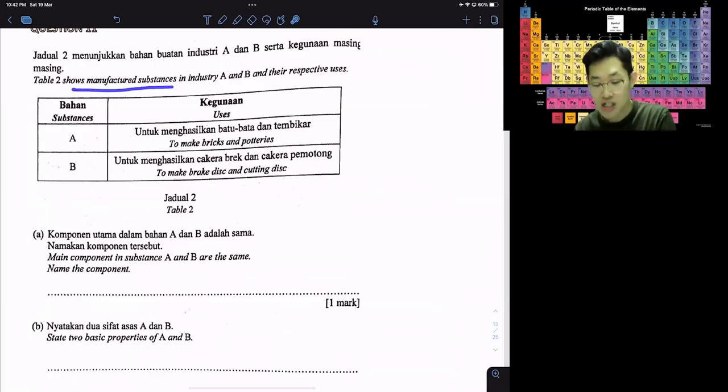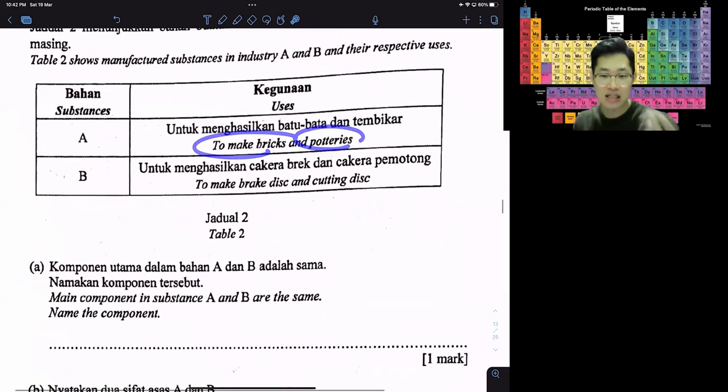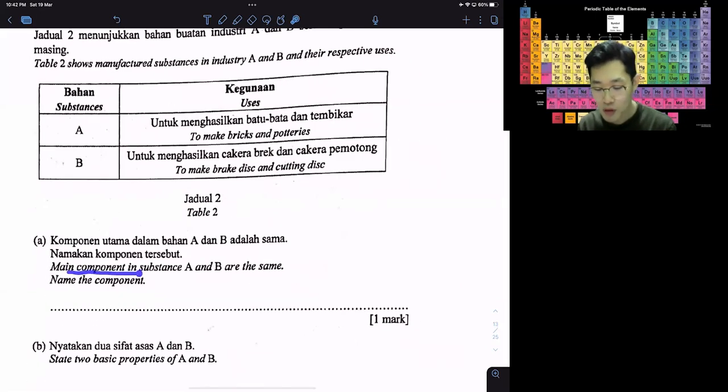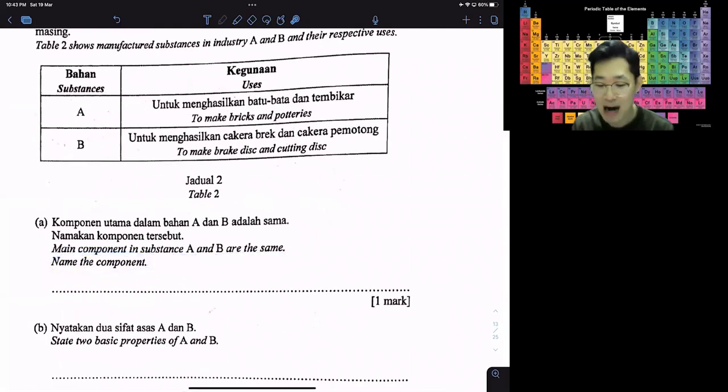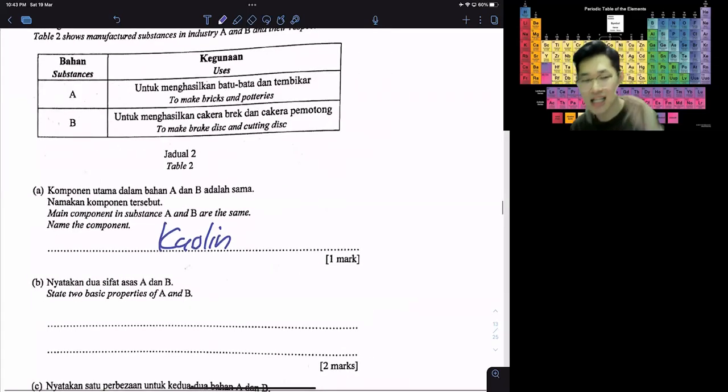This table shows manufactured substances in industry A and B and their uses. Make bricks and potteries. The girls always like to go to the workshop and make those bowls. So main component in substance A and B are the same. Name the component. Yes, kaolin, very good. If sand is called silica, then clay is called kaolin.